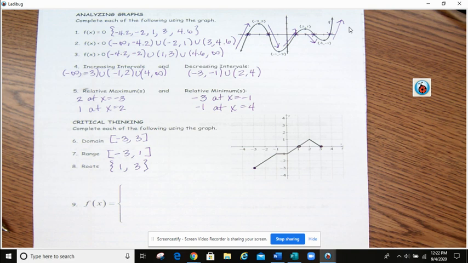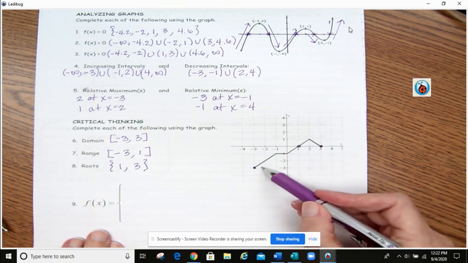There's more than one right answer. Some people might use fewer pieces by using things other than lines. For example, you could incorporate some absolute value functions here and write this piecewise function in fewer pieces, but I'm just going to stick to lines because that's most often what I see for my students. So I'm going to go from left to right. So I'm going to start with this piece.